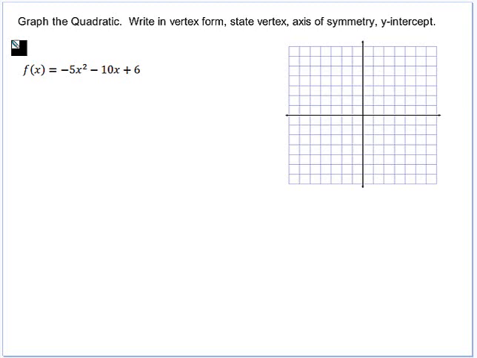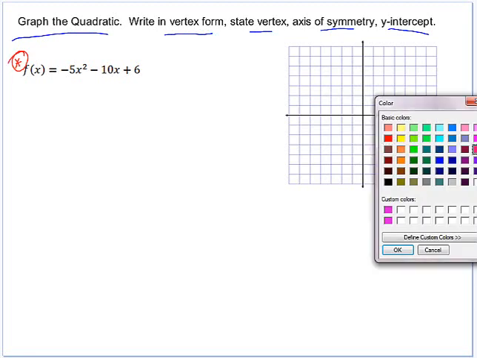Algebra 2 reviewing for our first semester final. We are now going to be graphing the quadratic. We want to write it in vertex form, state the vertex, axis of symmetry, and the y-intercept. So first off, if we have the function f of x is equal to negative 5x squared minus 10x plus 6, we first have to recall what the vertex form is.